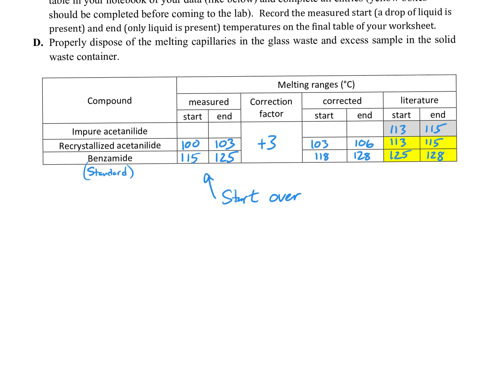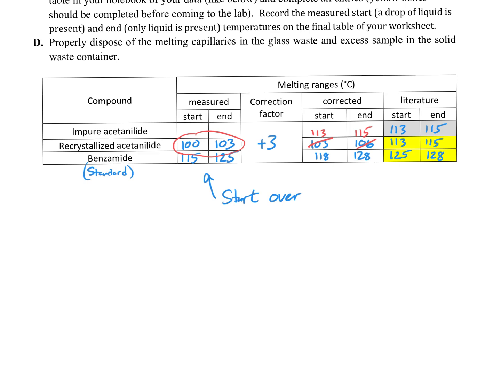Some students get the mistaken impression that, you know, I got my acetanilide numbers here, I want to correct those as well. So I'm going to add 10 to my first one, and I'm going to add 12 to my second one, and hey, look at that. Now those red numbers look great, right? I just corrected them to be exactly what we'd expect from the literature.